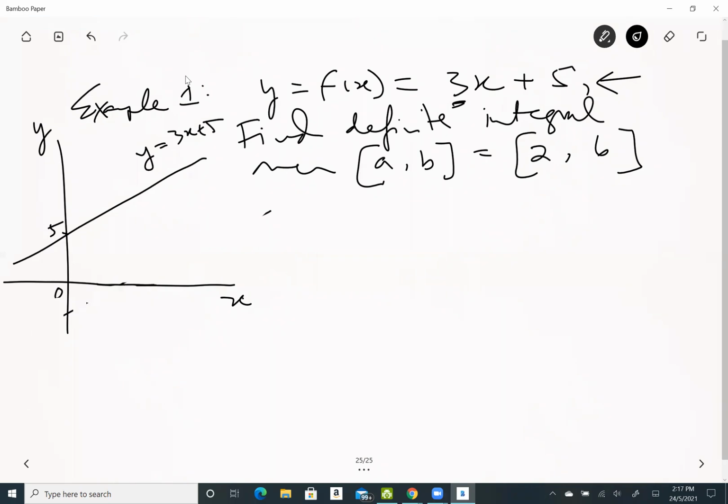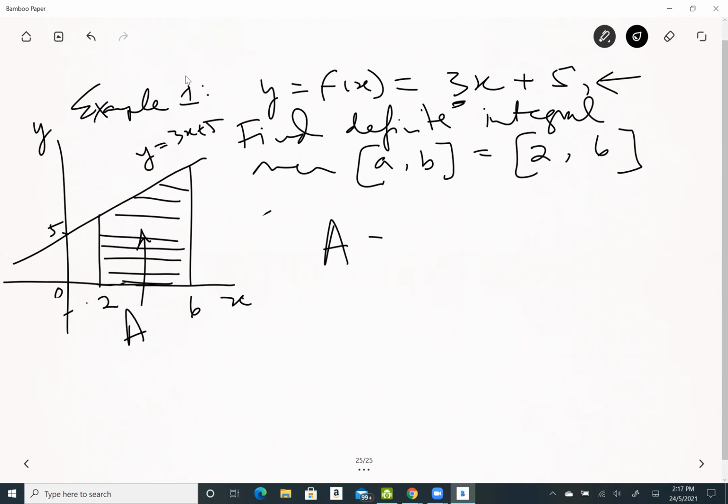And the interval that we are talking about is from 2 to 6. We know that the definite integral is what you want to determine, that area here. The area A under the curve from 2 to 6. So A is equal to the integral from 2 to 6 of the function 3x plus 5 dx.